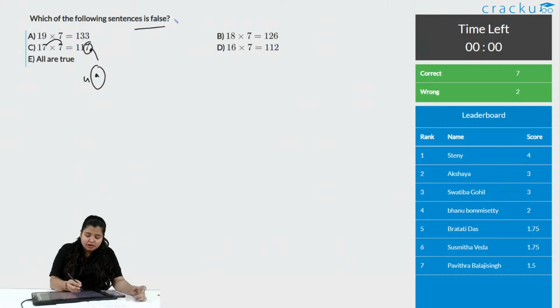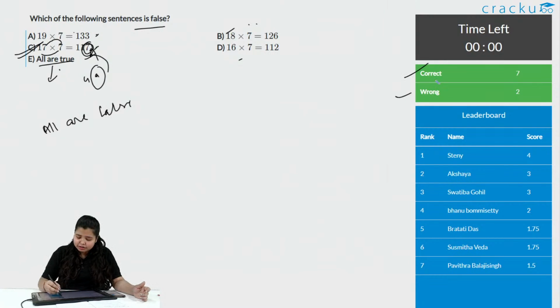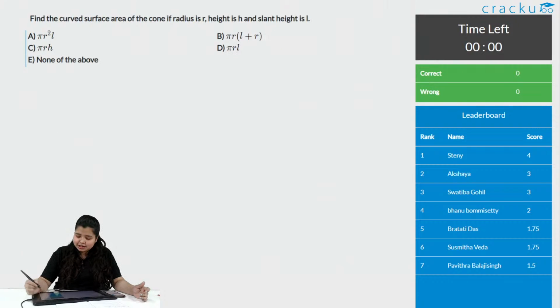It is asking which of the following is false. This is correct. If here instead of all are true, I had all are false, then I need to check all the answers, but here it is saying all are true, that means this is not true. So, this should be true, as 7 into 7 is 49, here we have 7 not 9, check the unit place, you will get the answer. Option C is the correct answer, and 7 people got this correct and 2 wrong. Let us go to the next question, 32nd and formula based question.